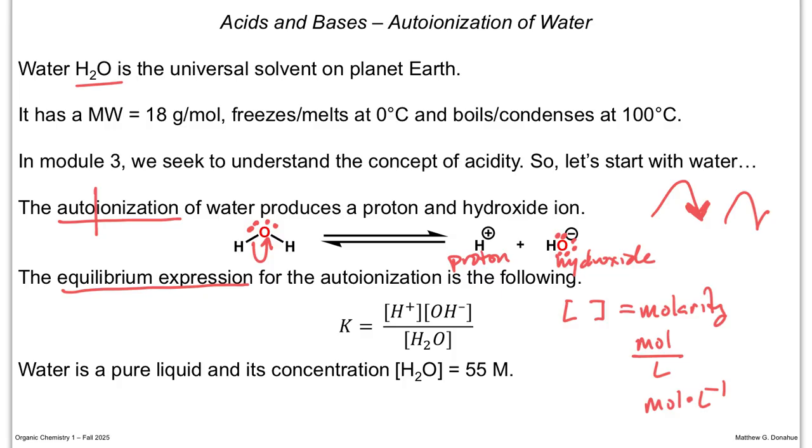So since water is a pure liquid, its concentration has been found to be 55 molar. So that number is always that. And so you can just do some algebra and multiply both sides by this and fold this term into there, which eliminates this from the denominator.